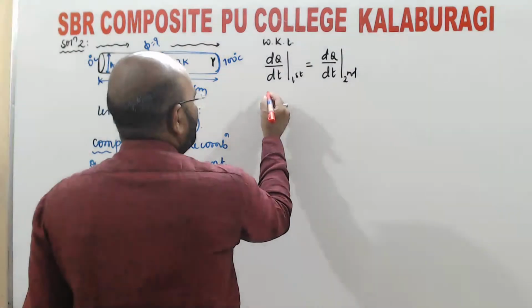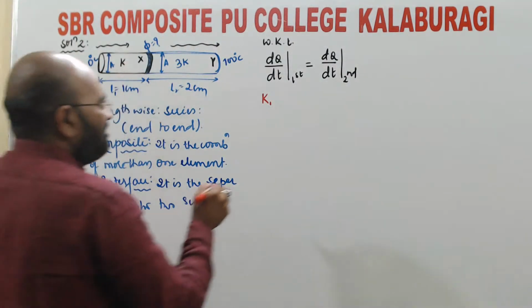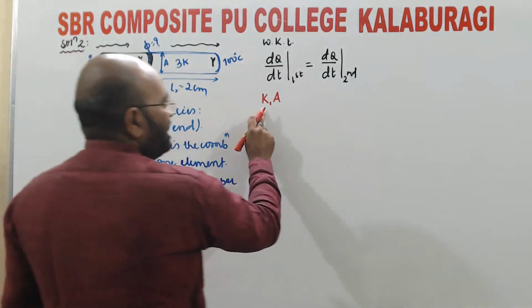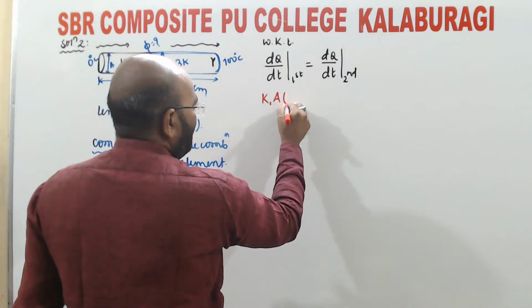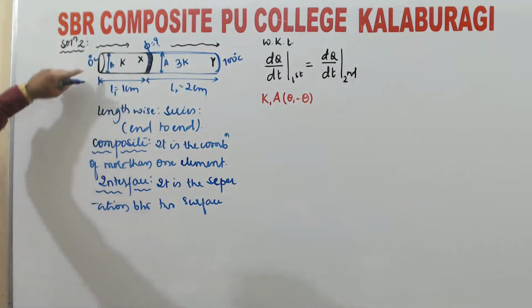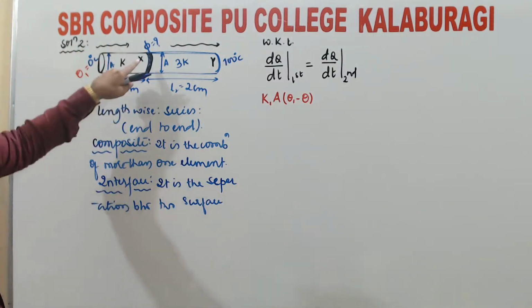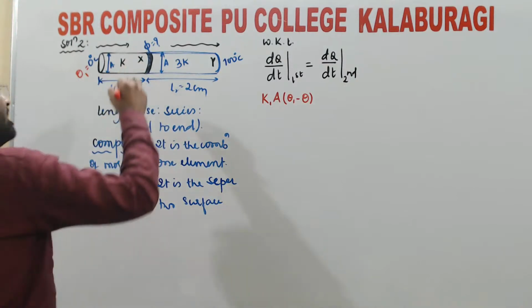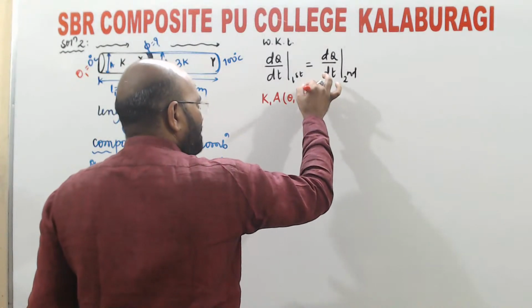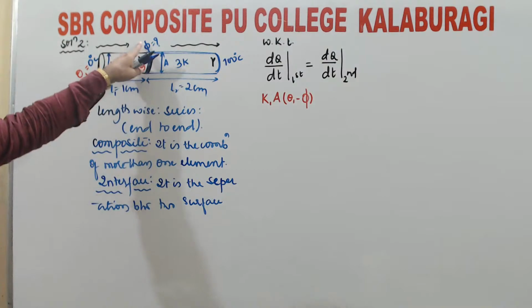Then we know the heat flowing inside the given composite rod is given as K1, because the thermal conductivity of the first one is different, K1 into A, since the cross-section area is the same. Then the temperature difference we write as theta 1 minus phi. Theta 1 is the initial temperature, and the temperature we have to calculate is called phi in the question. We have to find the temperature phi here.